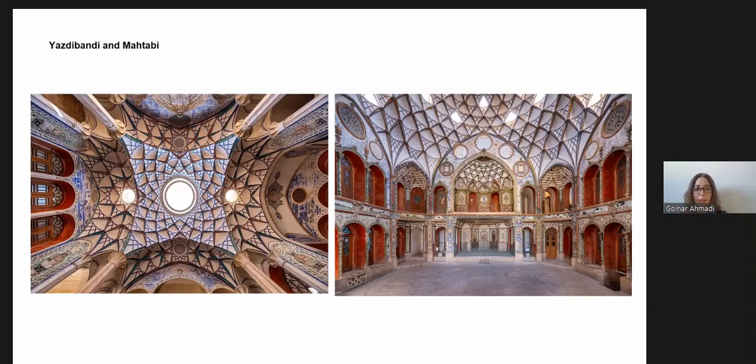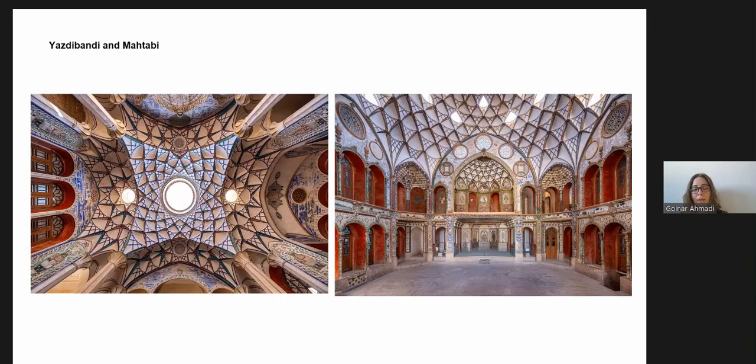Before talking about the traditional house and the case study, I want to generally talk about some architectural elements which are very important in traditional houses in Iran. One of these architectural elements is Yazdi Bandi decoration. The houses in Kashan are decorated in many different ways, but one of the most used is Yazdi Bandi decoration. In terms of Iranian architecture, Yazdi Bandi is a specific decoration of a dome, and it has many elegant miniature arches within a bigger arch.